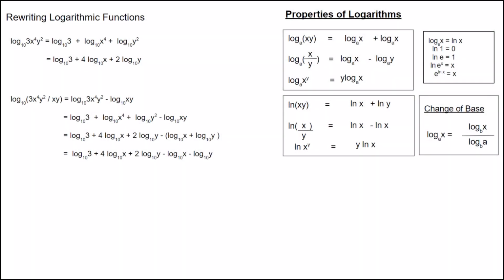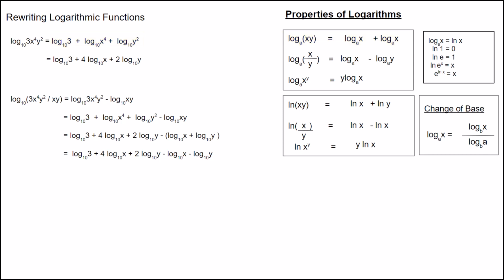In the last section, we discussed properties of logarithms and talked about the rules. Now let's put those rules into practice and solve a few problems that will require us to simplify expressions based on what we know. In the first example here, we have log base 10 of 3x to the fourth times y squared. Using the following property, we know that we can write log base 10 of 3 plus log base 10 of x to the fourth plus log base 10 of y squared.